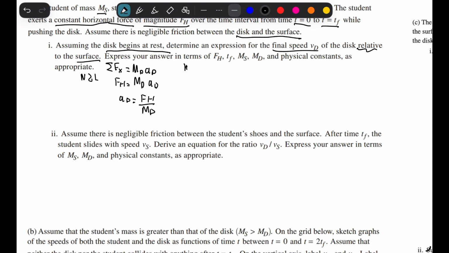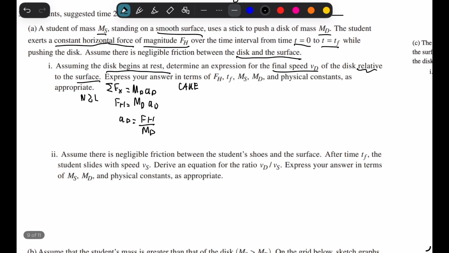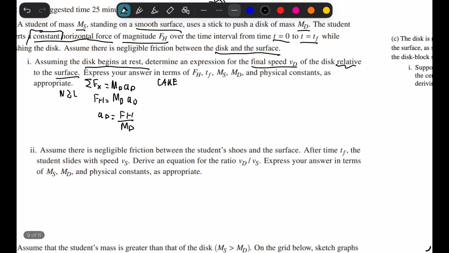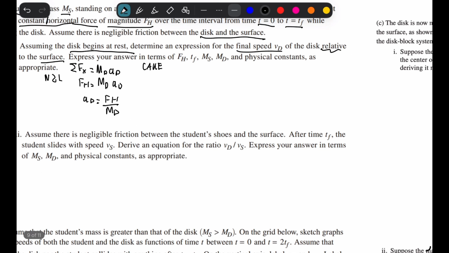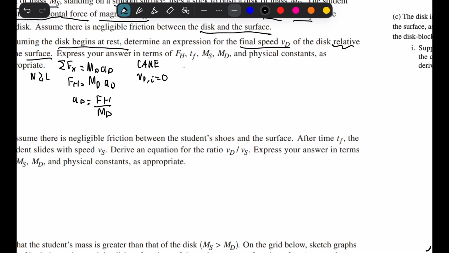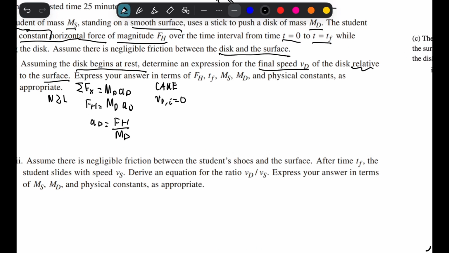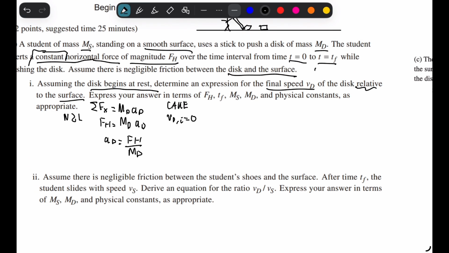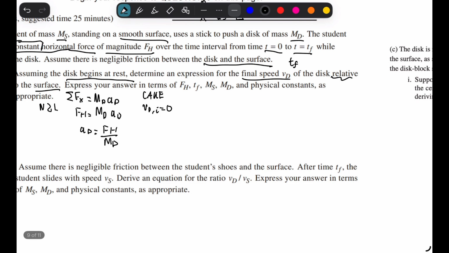Now, because we have constant acceleration, because the disc is constantly accelerating under a horizontal force of FH, as stated right here, that means we can use kinematics, which requires a constant acceleration. So we know that the disc is going to begin at rest, so Vd initial is equal to 0. The force is applied over an interval of time tf, so the disc is going to accelerate for a time tf. We'll use this kinematics equation.